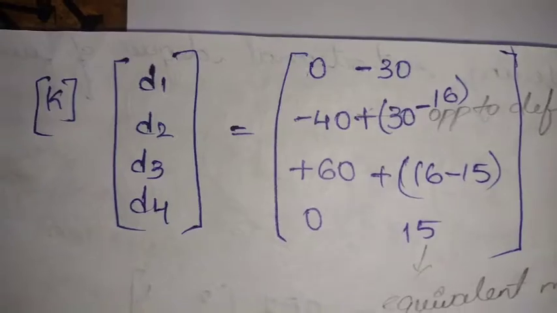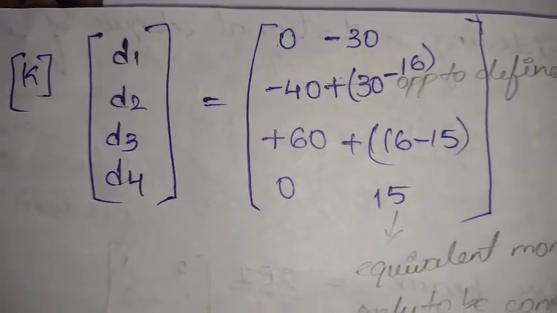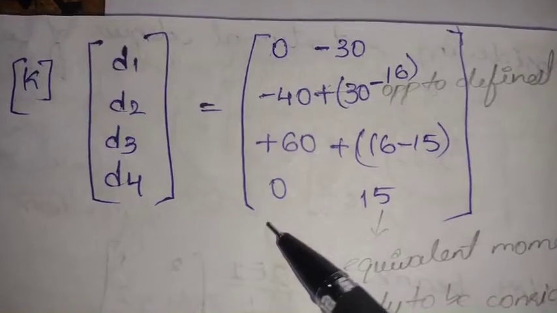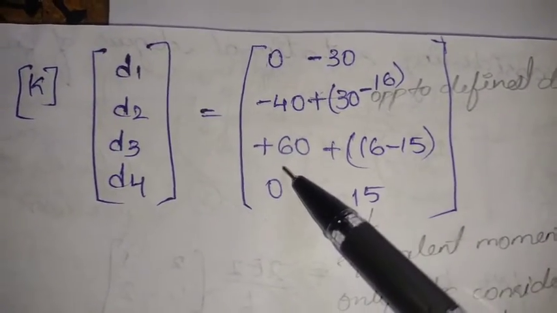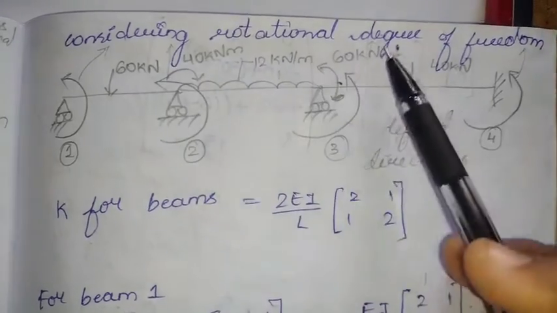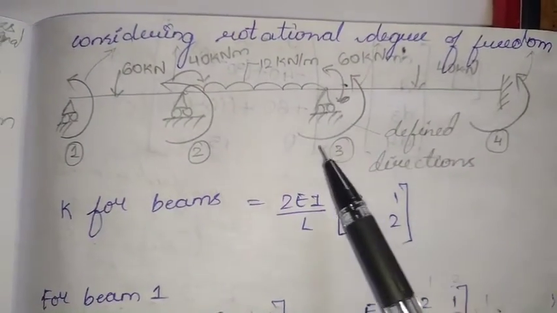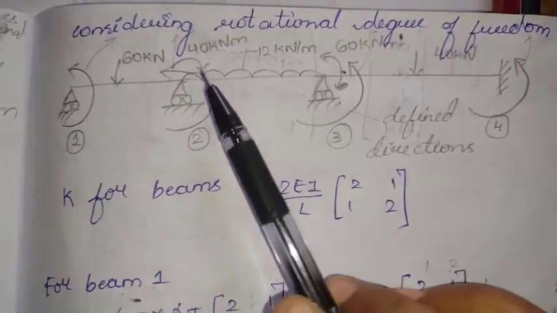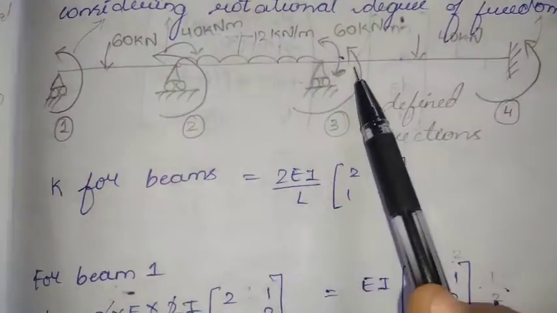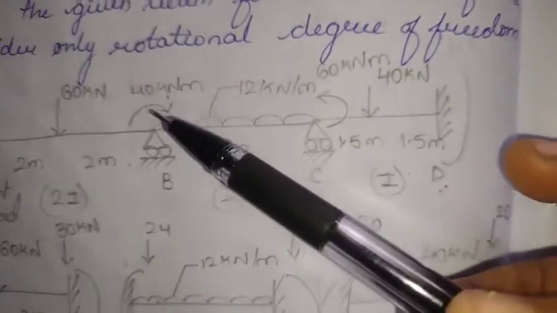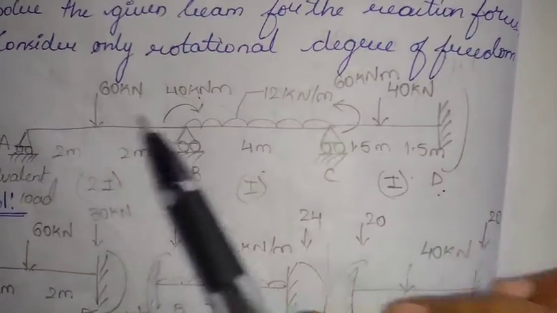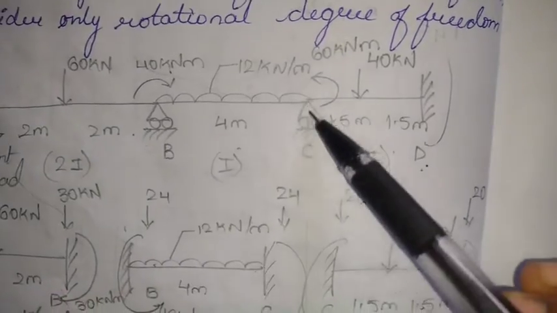We know KD is equal to F. Here we are writing the forces. I told you these are the external forces acting. As we have taken the rotational degree of freedom, we are defining directions in terms of rotations. We take the external forces to be these moments given in the question. These two moments are the external forces acting, only at points B and C.